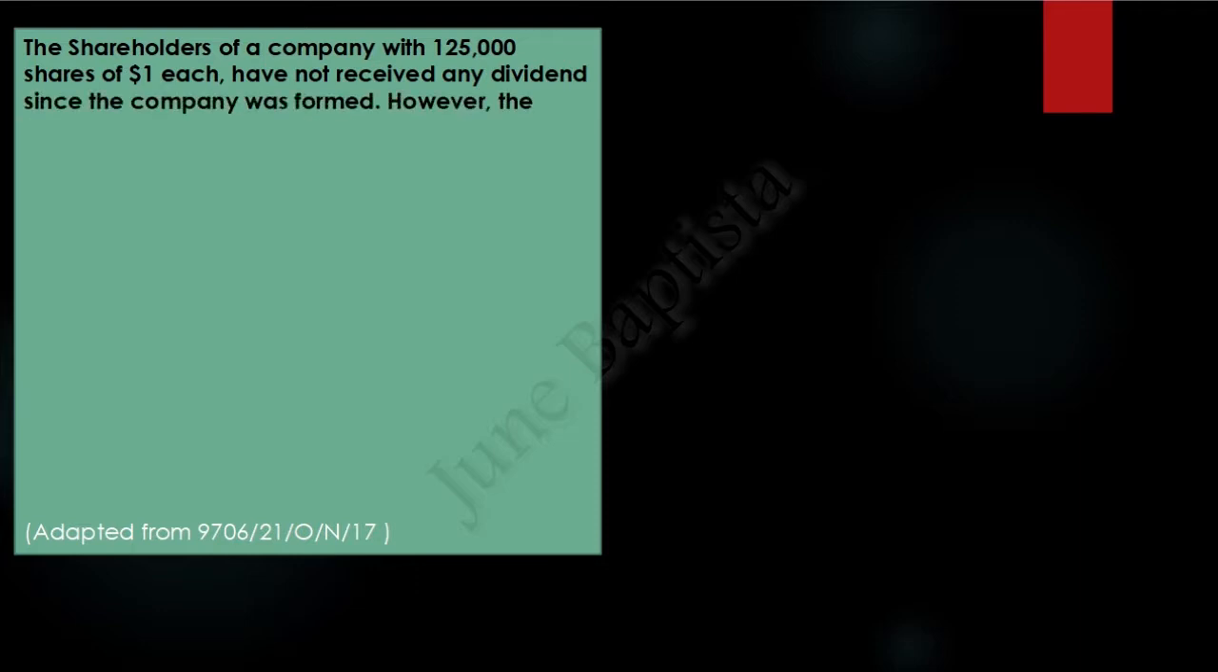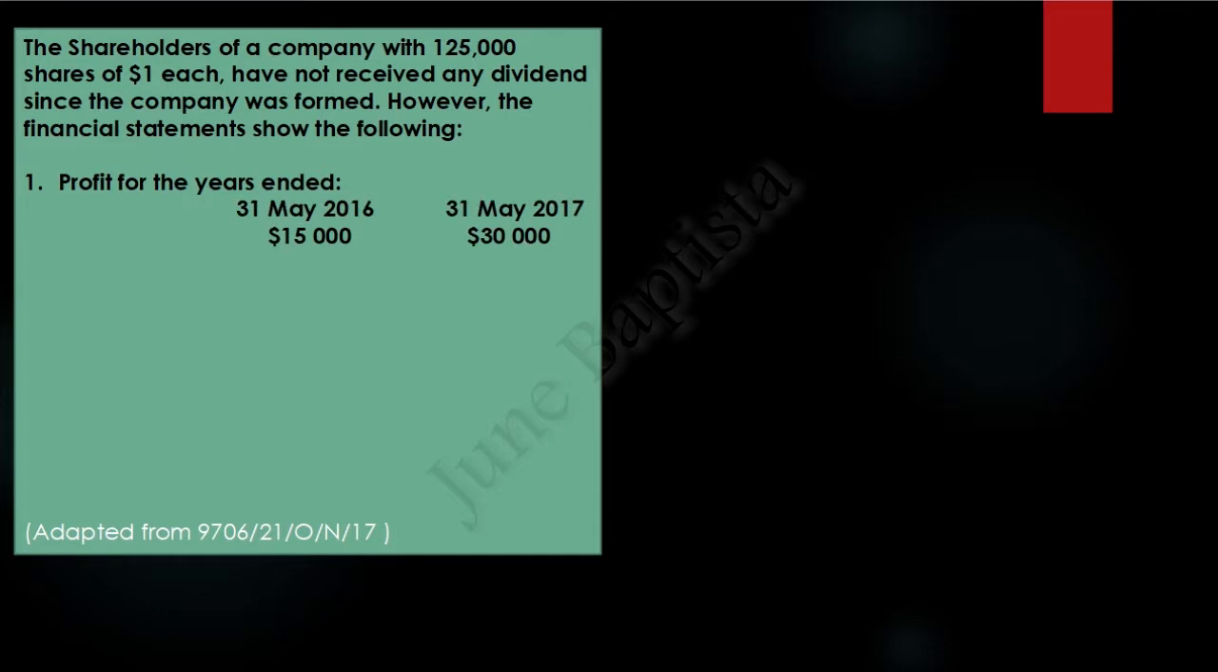This is an interesting example adapted from a past paper. The shareholders of a company with 125,000 shares of $1 each, have not received any dividend since the company was formed. However, the financial statements show the following. Profit for the year ended 31st May 2016 was $15,000. Profit for the year ended 31st May 2017 was $30,000. Cash and cash equivalents at 31st May 2017 were $90,000.